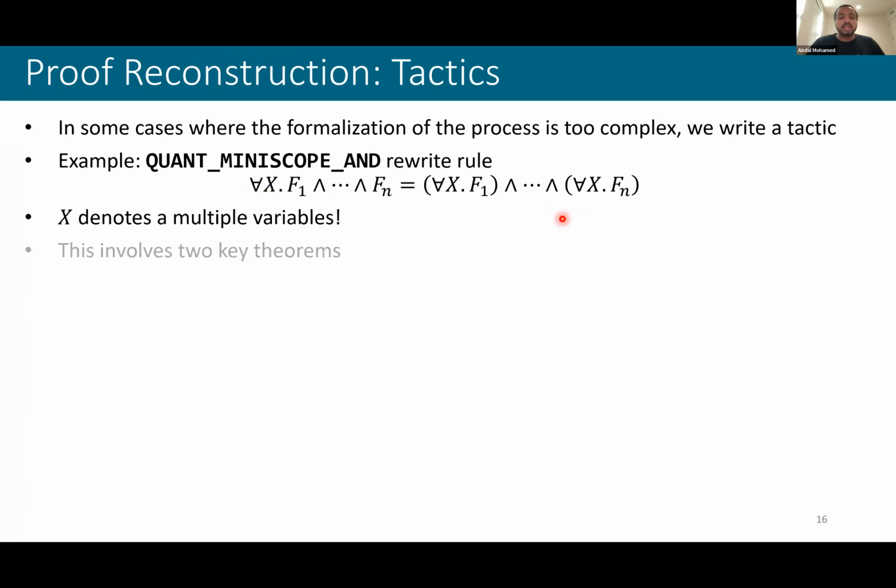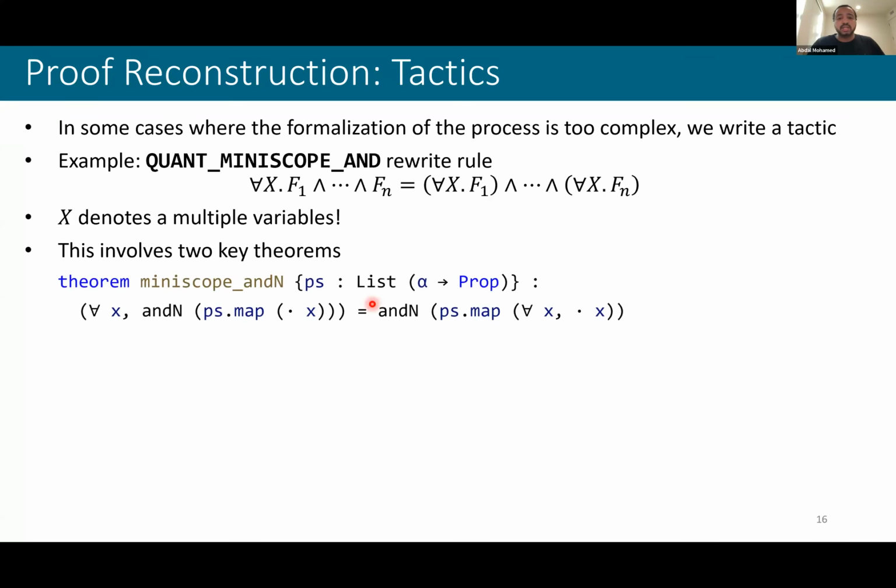In Lean, we can go and formalize the version that only deals with 1 variable. So this is how it would look like. Again, we have an arbitrary number of conjuncts. So we use Ps to represent those propositions. And then, as you can see, the theorem basically goes and pushes for all x inside. However, this deals with only 1 variable.